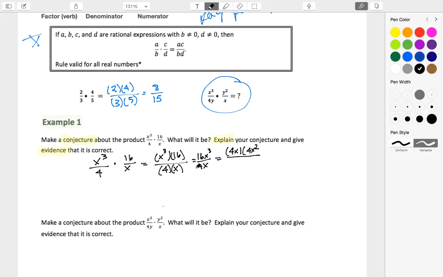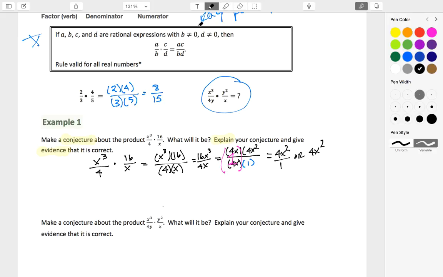And the reason why I'm going to do that is because I eventually want to apply the property of 1 with the denominator. So over here, this is like 4x times 1, okay? So then from here, I can clearly see I can apply the property of 1, 4x over 4x, and I get 1. Therefore, my answer will be 4x squared over 1, or just 4x squared, right?